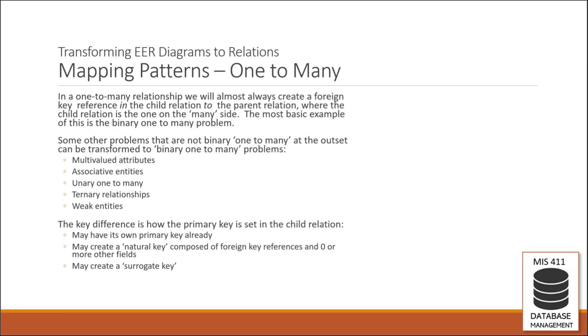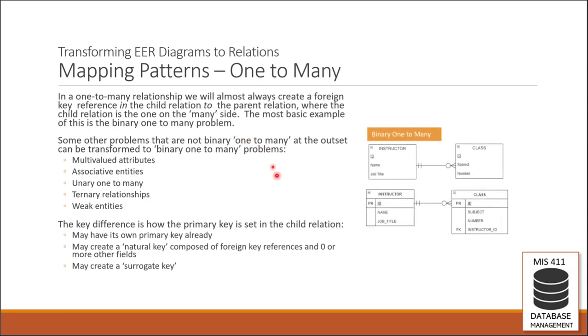In a one-to-many relationship, what we're almost always going to do is create a foreign key reference in the child relation or table to the parent relation or table, where the child is the one on the many side, the one that has the crow's foot attached. The parent is the one on the one side, so 0 or 1, optional 1, or mandatory 1. The most basic example is a binary one-to-many problem. On the screen we have instructor and class. Instructor teaches 0 or more classes, and each class is taught by one and only one instructor.